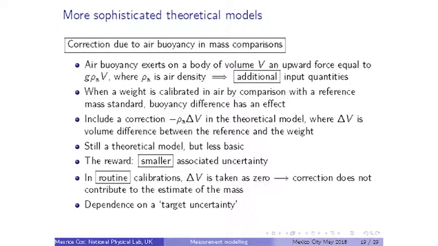A more sophisticated measurement model is illustrated by a correction due to air buoyancy in a mass comparison. Air buoyancy exerts an upward force on an object. If we weigh an object in a vacuum, obviously we don't have to take account of air buoyancy. If we measure in air, we have to take air buoyancy into account if a target uncertainty warrants that consideration. We can do so, and the consequence is we have a smaller associated uncertainty relating to the result than we would have by not taking account of buoyancy.